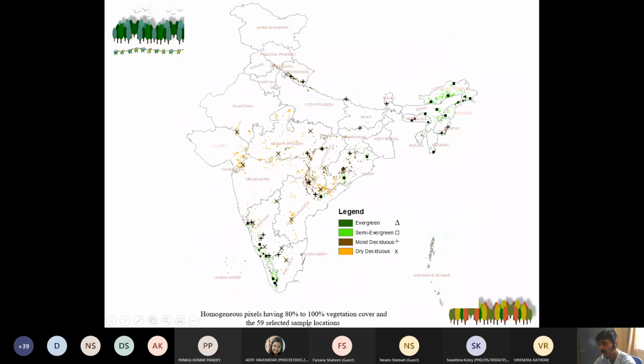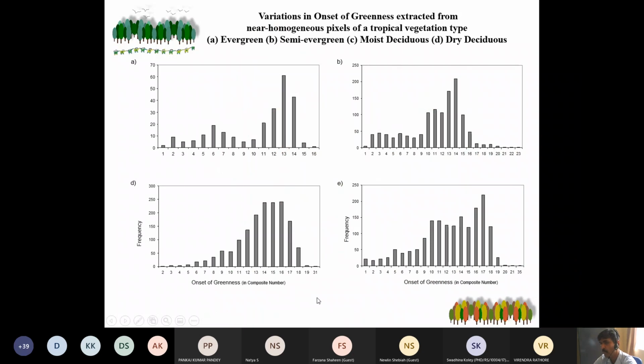59 samples are located, where in that pixel 80 to 100% of the vegetation should occur in a 5 kilometer by 5 kilometer area. So we have taken the samples and we have analyzed their profile.